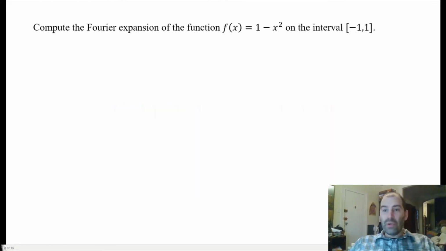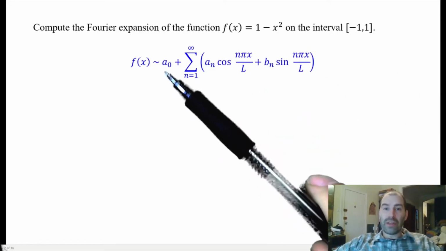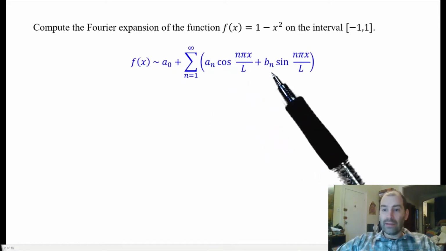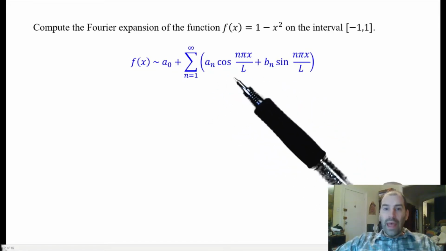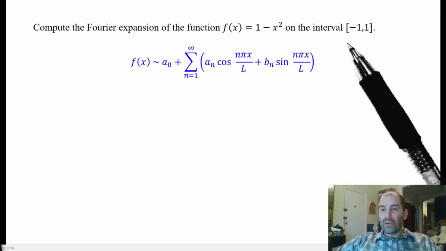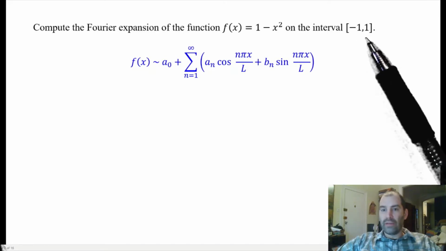In the last video we looked at the function 1 minus x squared on the interval minus 1 to 1. And what is the formula for the Fourier expansion? It's given as follows. So in order to determine the particulars here, we need to determine the constants a0, an, and bn. L appears in this formula. L is determined by the interval. The interval is an interval from minus L to L, so in this case, L is 1.